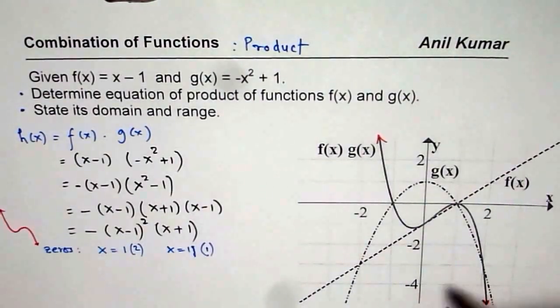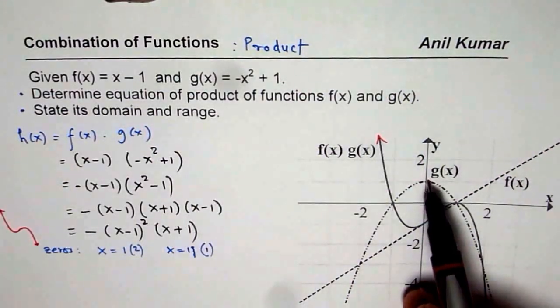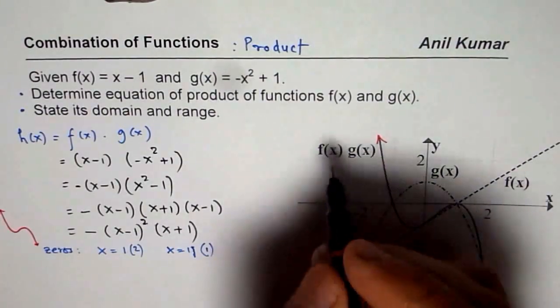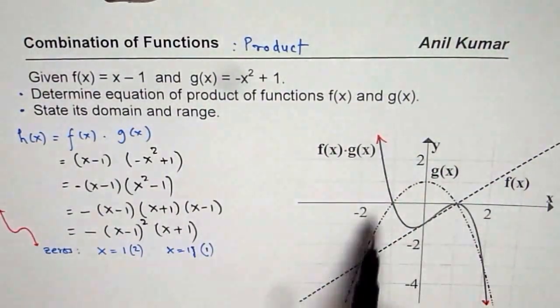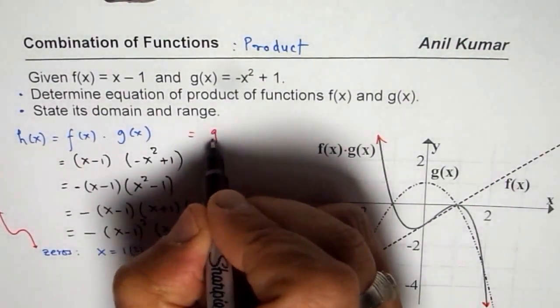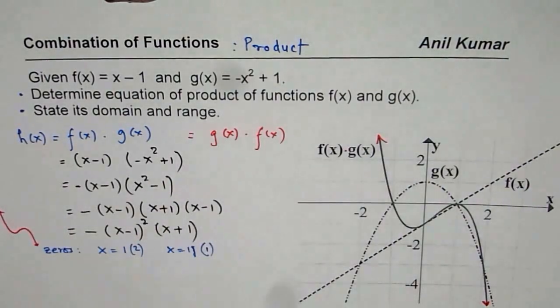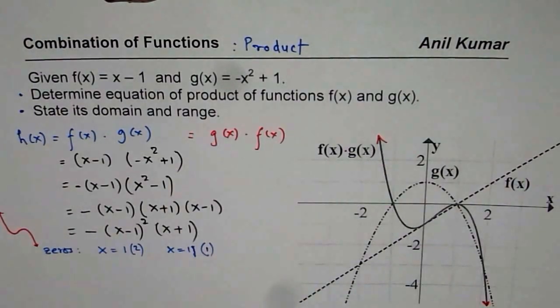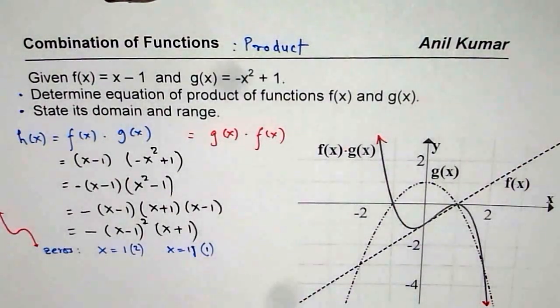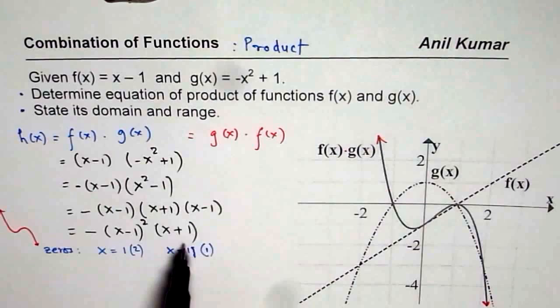As an exercise, what you can do is make a table of values and sketch your graphs. As shown here, this is the straight line f of x, the parabola opening downward g of x, and the product function. Now it is important to note that the product function will be the same as g of x times f of x. Product and sum are commutative in nature, so whether you multiply f of x with g of x or g of x with f of x, you're going to get the same result. So that's how you can find the equation.